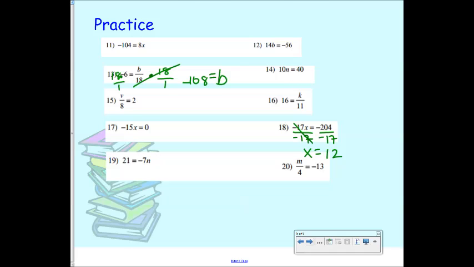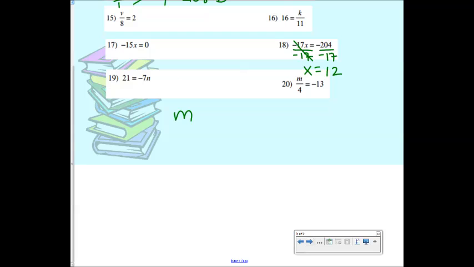All right, last but not least, let's look at 20. M over 4 equals negative 13. What am I getting rid of? 4. How am I going to get rid of it? Times 4 over 1. So on this side, I do times 4 over 1.